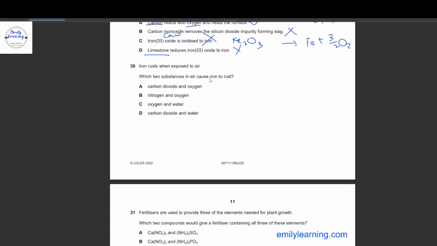Iron rusts when exposed to air. Which two substances in air cause iron to rust? So basically, what causes rust? Well, you need water as well as oxygen. So the answer is C.